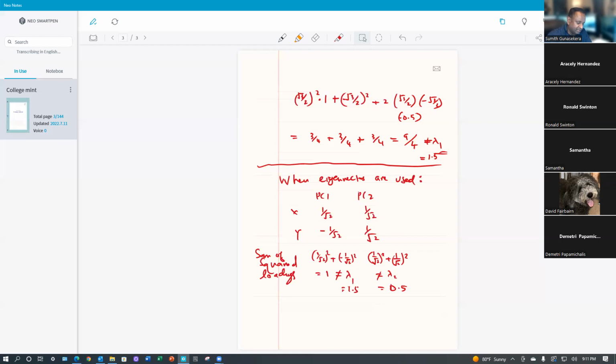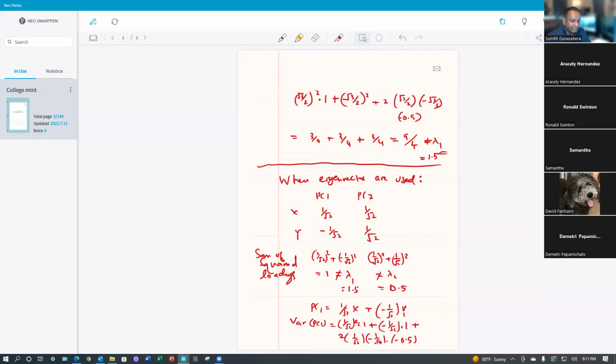On the other hand, I'm going to write PC1, which is 1 over root 2 x plus minus 1 over root 2 y, and then find the variance of this PC1. I can remember 1 over root 2 squared, variance of x, which is 1, plus negative 1 over root 2 squared, variance of y, which is 1, and 2 times 1 over root 2 times negative 1 over root 2, covariance is negative 0.5.